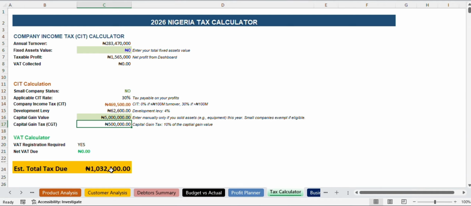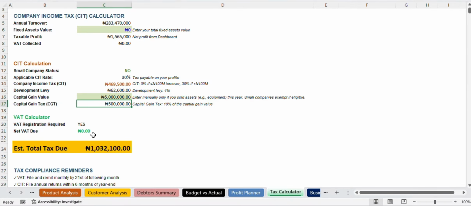Again, VAT registration required, yes, because you met the threshold of being taxed. Now, your net VAT is zero because you did not collect any VAT. If you did collect VAT, it will be added to how much you're going to remit to the government. So on an estimate, this is what you're going to send to the government.